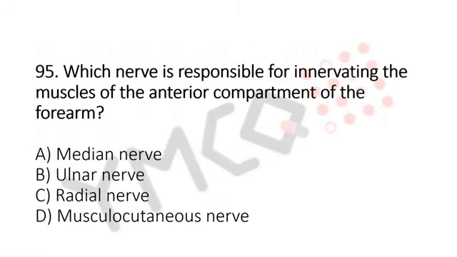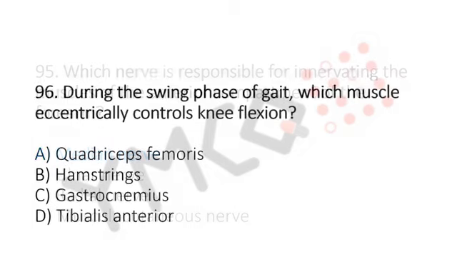Which nerve is responsible for innervating the muscles of anterior compartment of forearm? Option A, median nerve. Option B, ulnar nerve. Option C, radial nerve. Option D, musculocutaneous nerve. And the answer is option A, median nerve. Now let's move to question number 96.